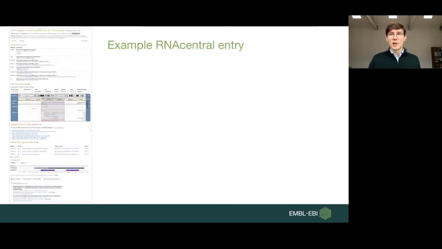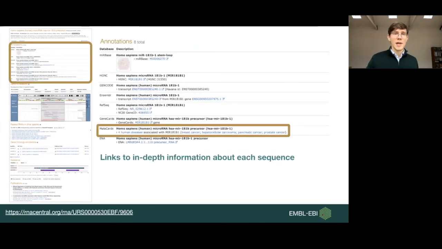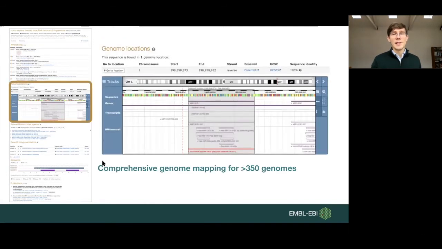Here's an example RNAcentral entry. Here we're looking at the microRNA precursor. We have all these links to all these databases that I've been telling you about, where you can see the detailed information, including links to diseases, for example, from Malacards. And you can see the genome location and other RNAcentral sequences that are found in this region.